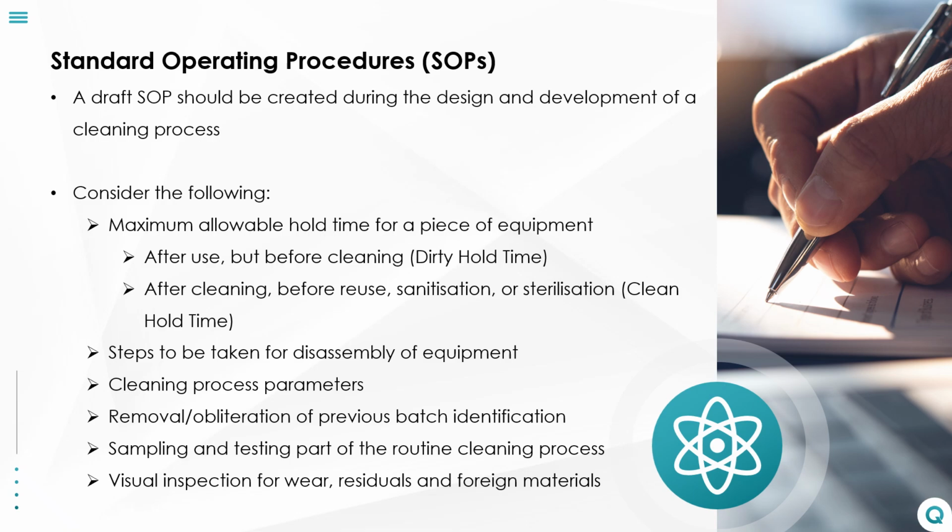The steps to be taken for disassembly of equipment for cleaning and inspection, the cleaning process parameters such as the cleaning agent, concentration, temperature, and durations of cleaning, the removal or obliteration of previous batch identification such as removing the previous batch markings, the sampling, testing aspects of the routine cleaning process, and the visual inspection for wear, residues, and foreign matter to ensure compliance and product safety.